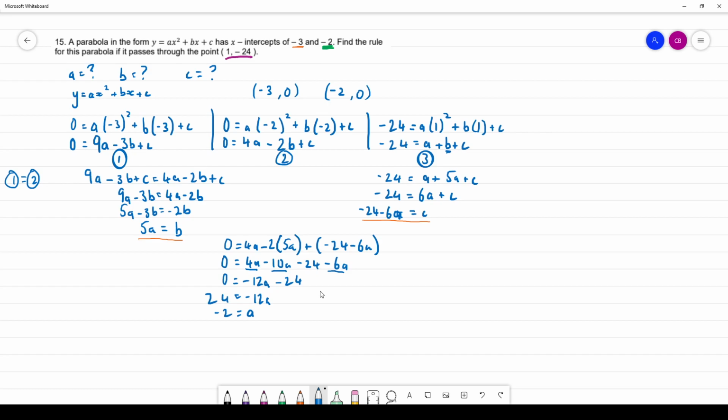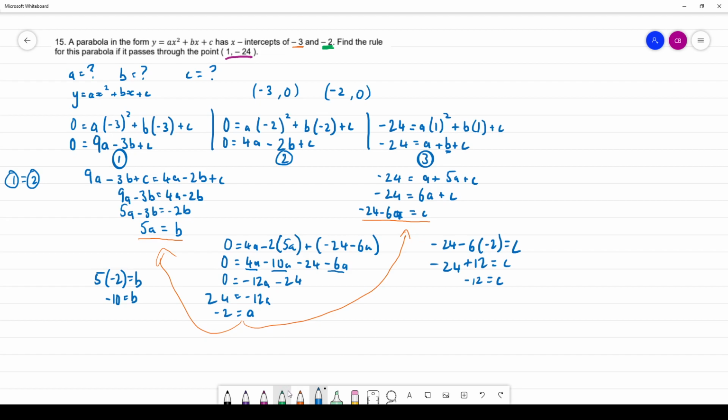Okay, nice. What's next? Well, because I've got my a value, I can sub that into here to get b, and sub it into here to get c. So I'll do that over here. 5 times negative 2 equals b, which is just negative 10, that's b. And over here, negative 24 minus 6 times negative 2 equals c. Negative 24, negative 6 times negative 2, that's a positive 12. Equals c, and negative 24 plus 12, that's just negative 12 equals c.